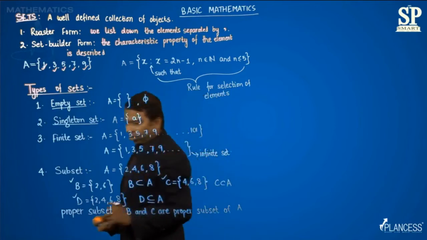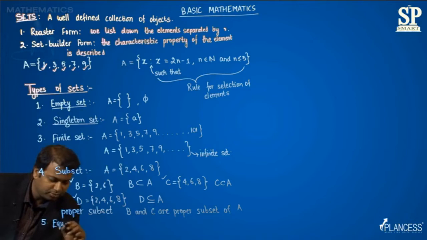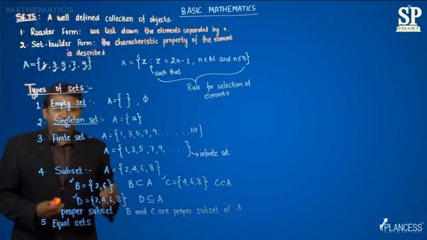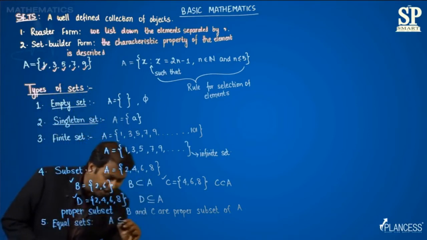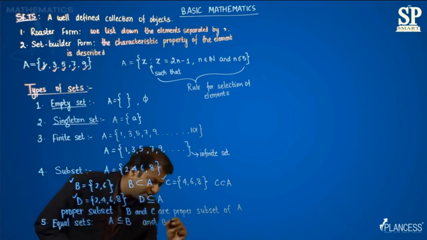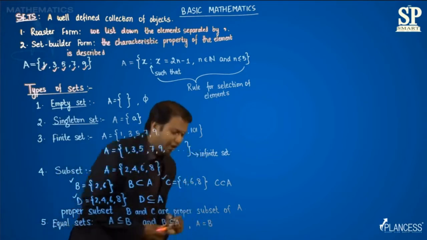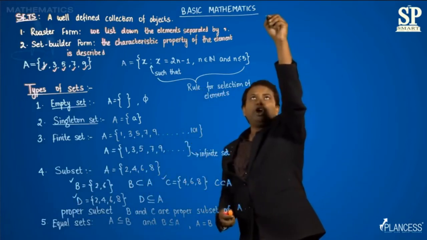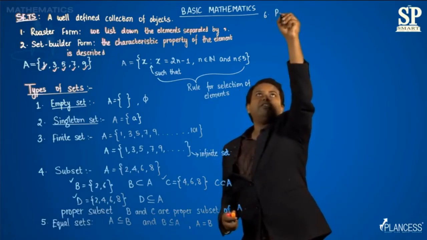Now the next definition that we have here is of equal sets. Now the definition in this case is pretty straightforward. If a set A is a subset of B, and if B is a subset of A, then we say the two sets A and B are equal to each other. This is the meaning of equal sets. Moving on, now the next concept that we have is the concept of a power set.